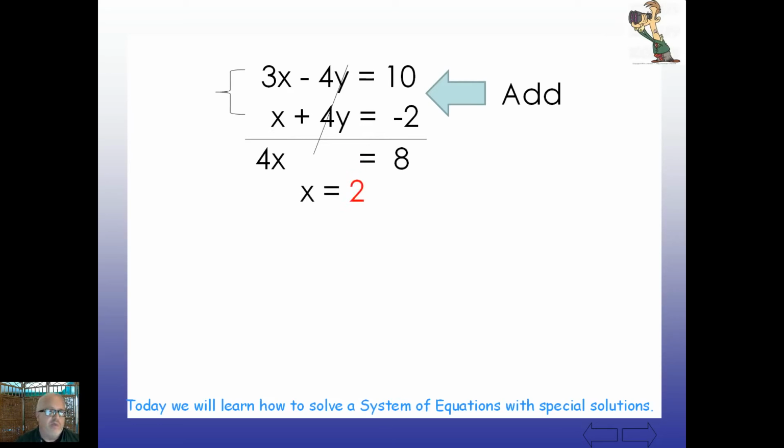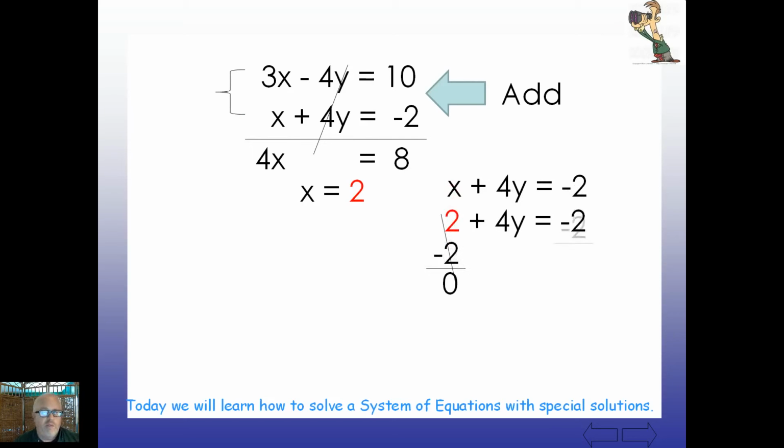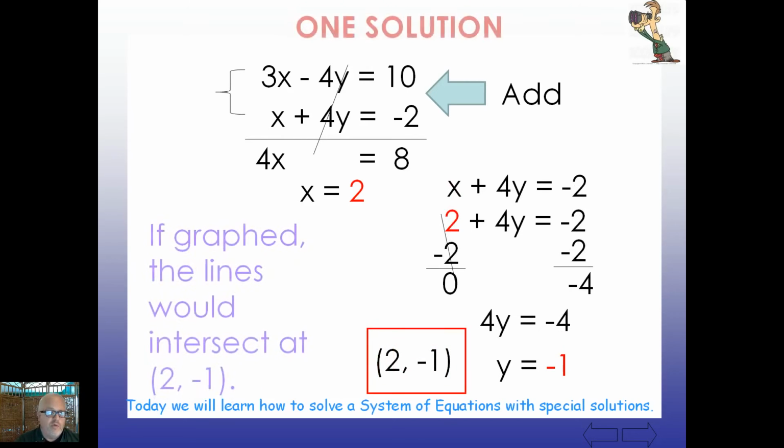So x obviously is 2. Plug that into the bottom equation. Go ahead and solve for y, and it looks to me like y is going to be negative 1. So there's our solution, (2, -1).